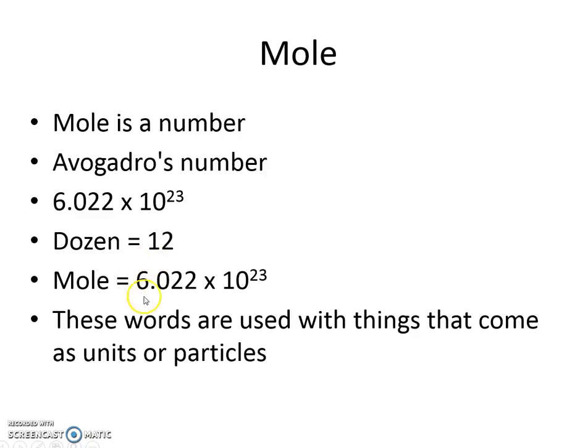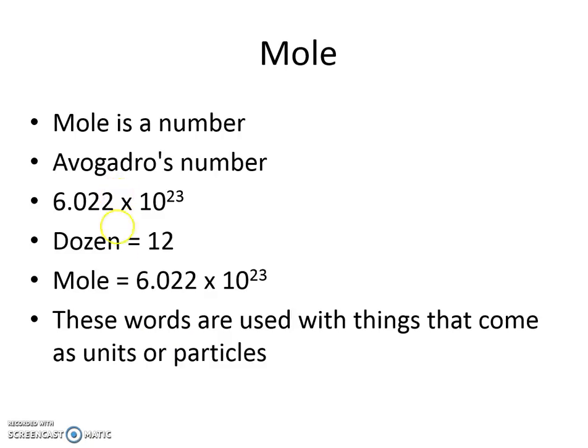This number here, 6.022 times 10 to the 23, is called Avogadro's number. And just as you can say that a dozen is equal to 12, you can say a mole is equal to 6.022 times 10 to the 23.